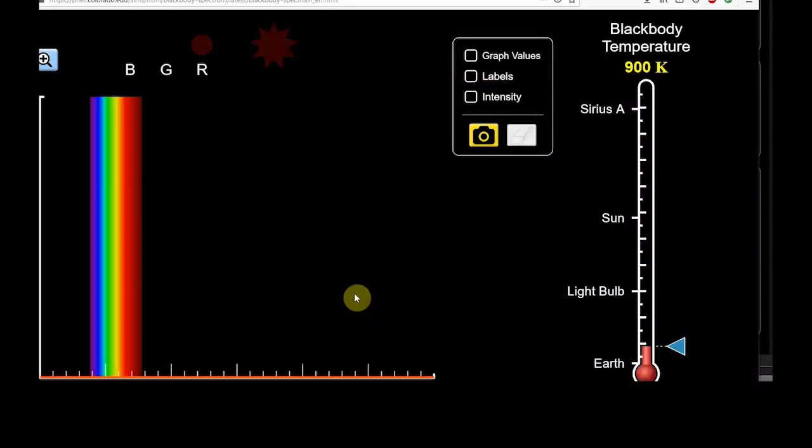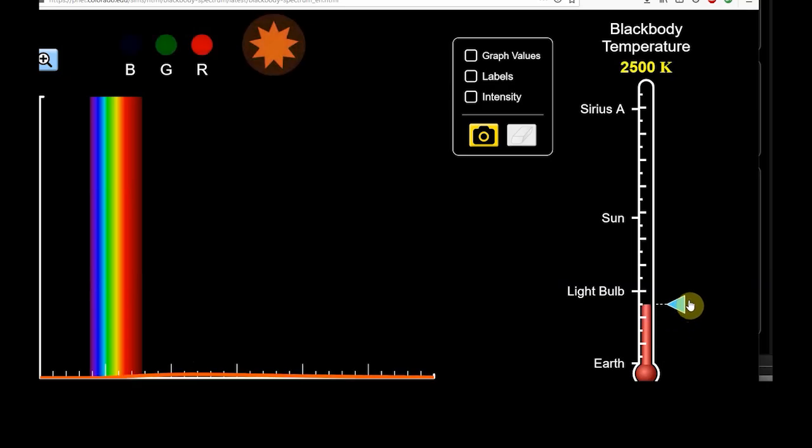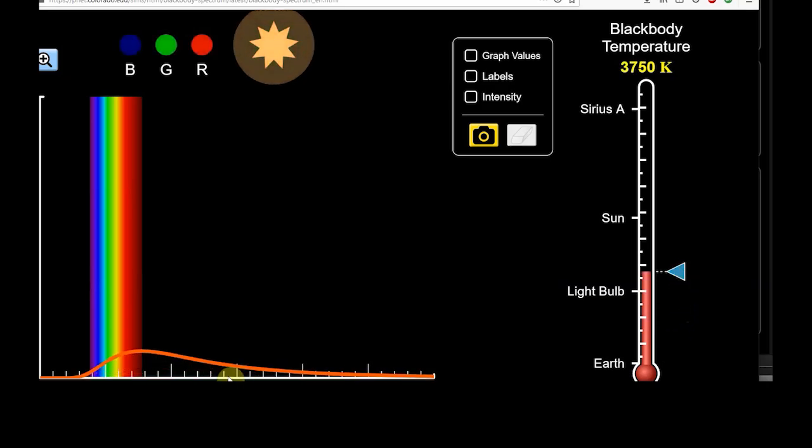So here's our blackbody spectrum. And if you look over here, we can change the temperature. So we're down at very low temperatures, and this graph gives us the wavelength and the intensity. And as we start to increase the temperature, you can see that we start to produce light, actually all the electromagnetic spectrum. But at first, we end up getting that red that we would expect.